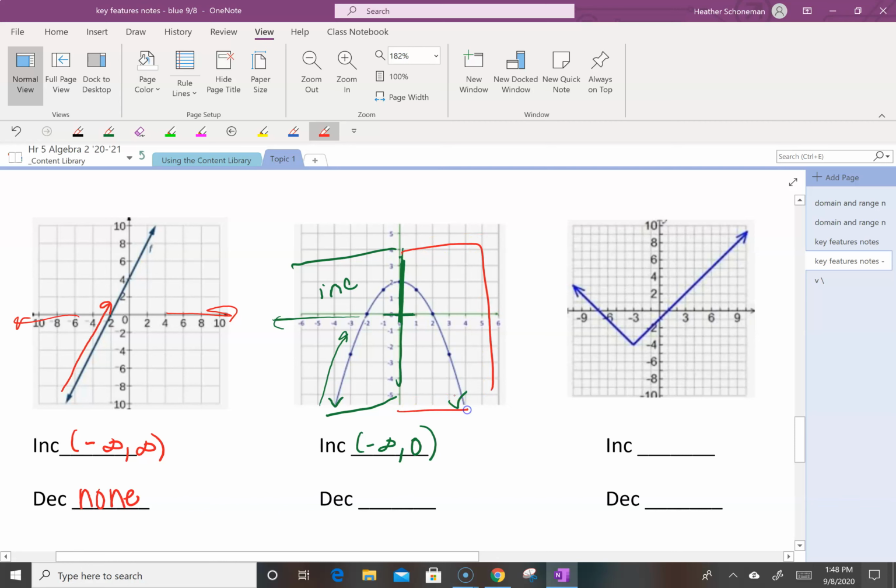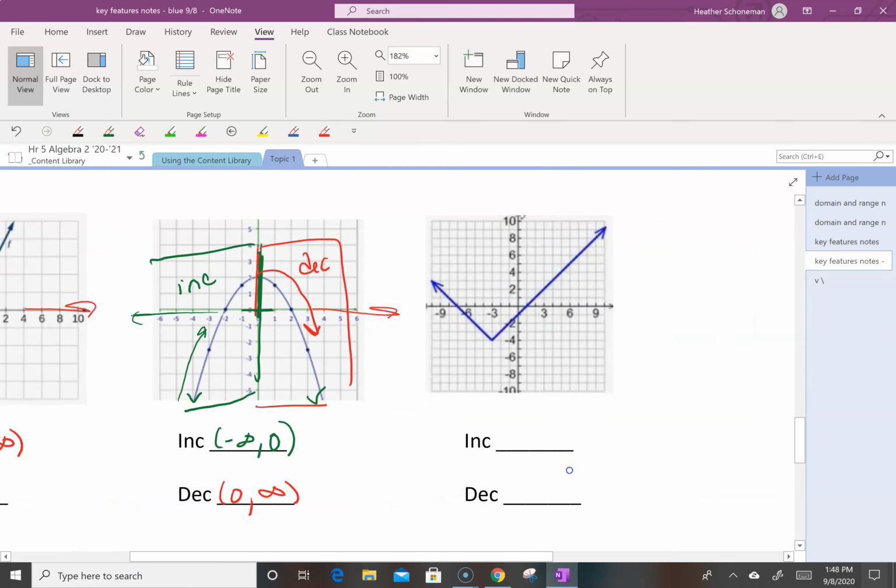This section right here, my roller coaster is a tipping point, and now all of a sudden my roller coaster is going down from left to right. So this is decreasing. The decreasing, read it off of the x-axis, is 0, and it continues on in the positive direction of x, so it goes to infinity. I know the graph is going down, but we're reading off the x.